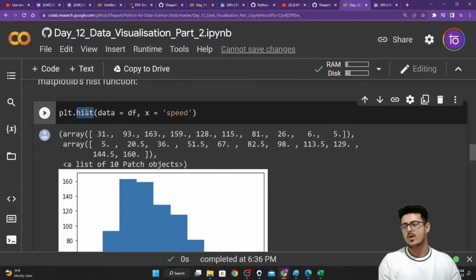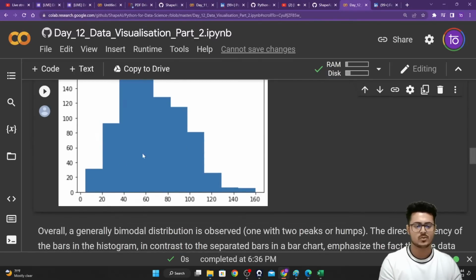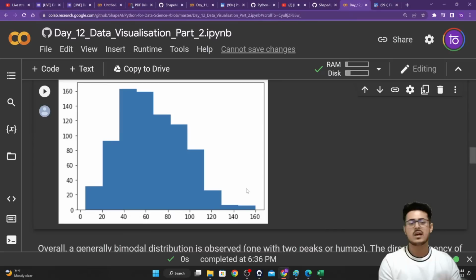But sometimes we want it to be a little bit different. Maybe I just want 10 histogram bars. Right over here we have 1, 2, 3, 4, 5, 6, 7, 8, 9, 10. Maybe I want 20 bars. I don't want 10 bars, I want 20 bars. So what to do in that particular case?